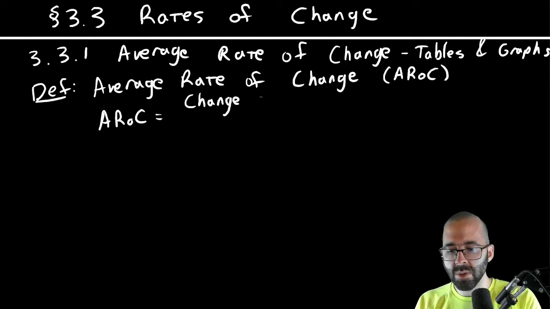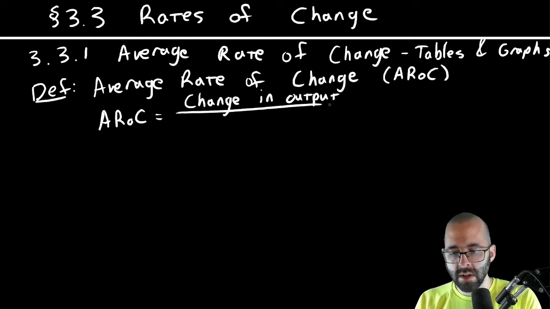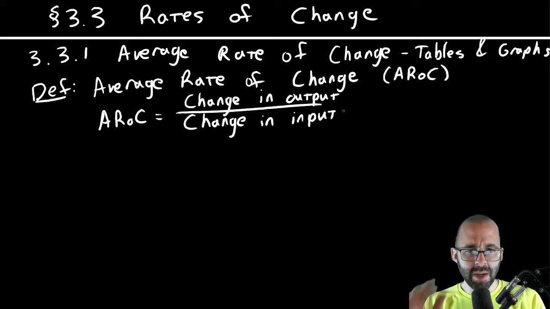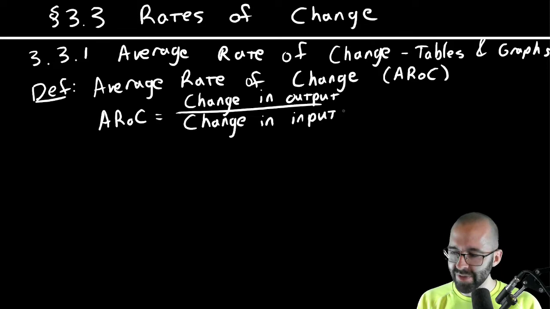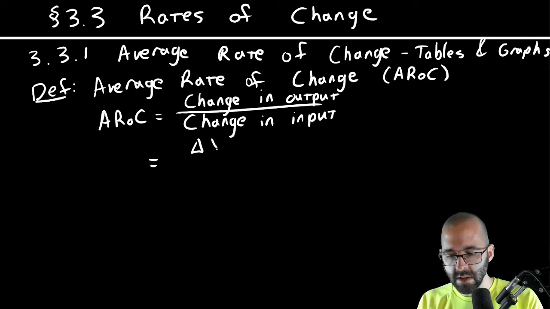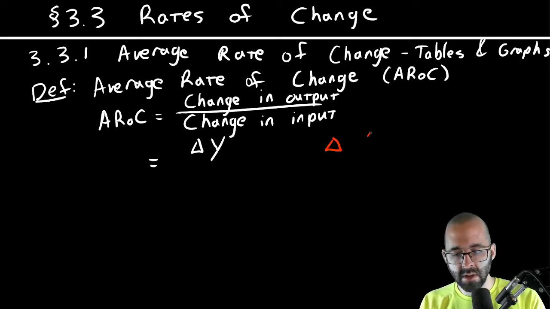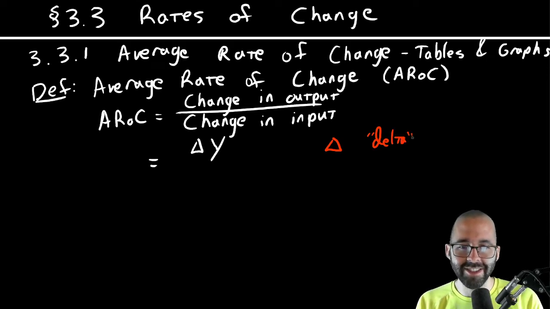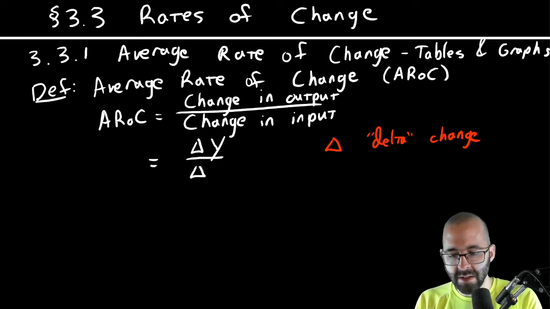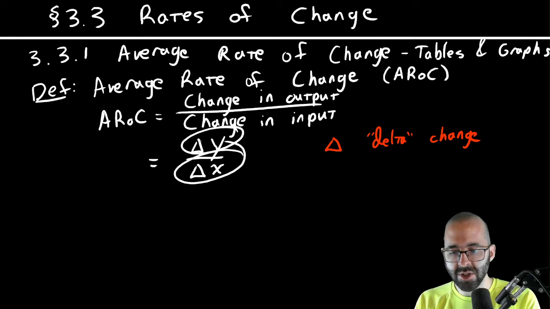But in general, it's the change in output divided by the change in input. Now this should look a little similar to something you've seen in an earlier math class, but let's rephrase this in a couple different ways. The change in output a lot of times is called delta Y. This is capital delta, and delta means change. Divided by delta X, change in output divided by change in input.